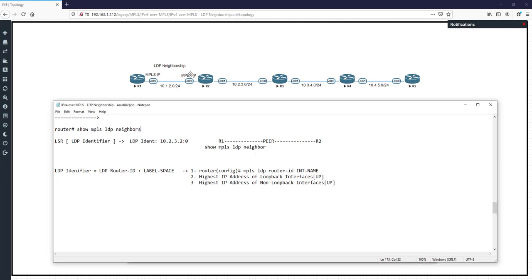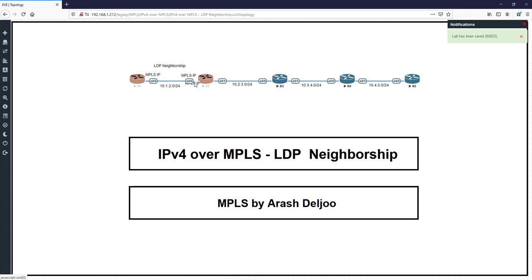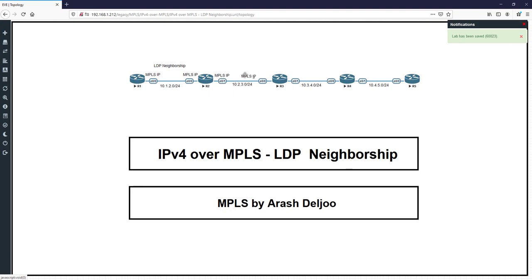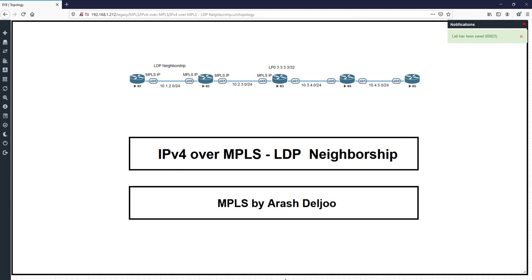Again, if we enable MPLS IP in the link between R2 and R3, for example, and I want to use my configured router ID in R3, I can configure a loopback 0 as 3.3.3.3/32. Okay. I want to check the router ID of R3 after this configuration.